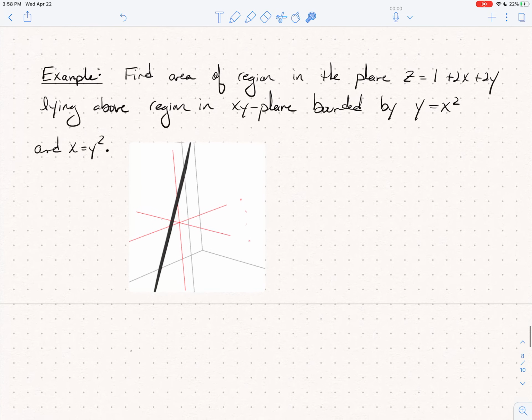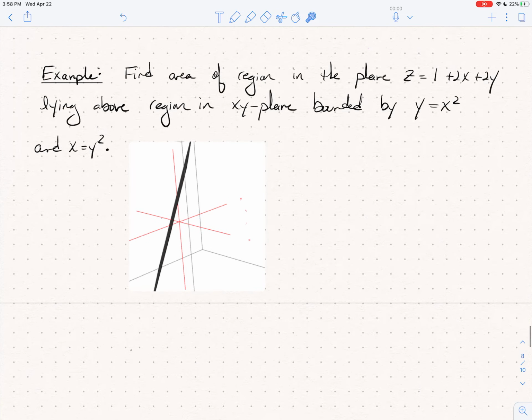So last example, we want to find the area in this plane that's lying above a certain region in the xy plane. So let's start by graphing the region in the xy plane, bounded by these two equations. So y equals x squared goes up, x equals square root of y looks like that. X equals square root of y is the same as y equals square root of x. You just take the positive side of it is what we want. And so that's the region that I'm looking at in the xy plane.